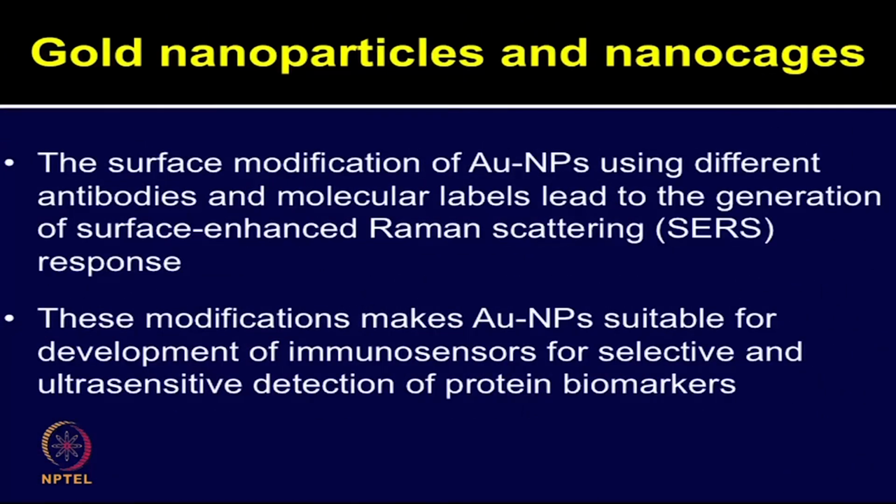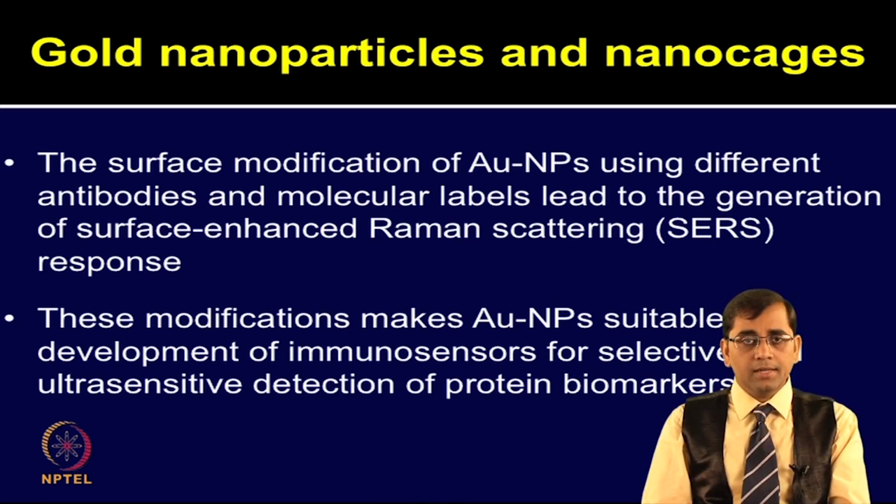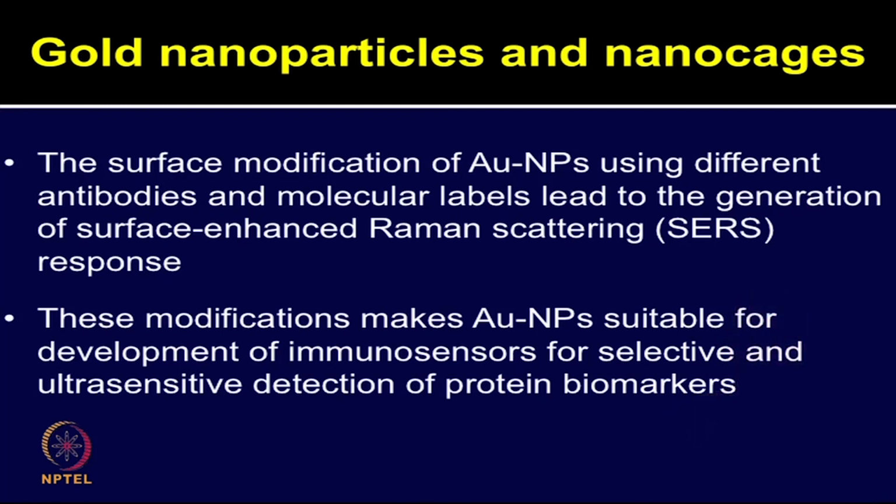Various types of surface modifications have been tried for gold nanoparticles by using different types of antibodies as well as molecular labels, which can lead to the generation of surface enhanced Raman scattering, or SERS, response. These modifications have made gold nanoparticles suitable for the development of immunosensors for selective and ultra-sensitive detection of protein biomarkers.